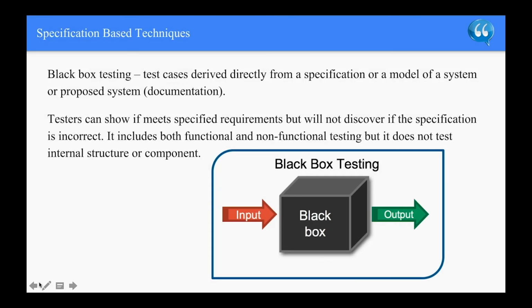With the specification-based technique, the black box testing, test cases are derived directly from a specification or a model of a system or proposed system documentation. So testers can show if it meets its specified requirements, but will not discover if the specification is incorrect. It includes both functional and non-functional testing, but it does not test internal structure or components.